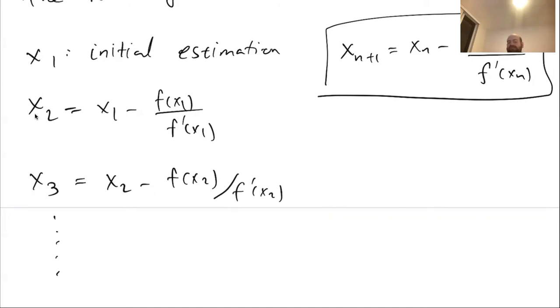So when should we stop? For example, let's say the question says estimate up to 3 decimals. So we continue x1, then x2, x3, x4. Once we see that 2 consecutive xi's are the same up to 3 decimals, let's say both of them up to 3 decimals are 0.123, then that means the root up to 3 decimals is 0.123. Let's say, for example, x8 and x9, both of them up to 3 decimals are 0.123. That means the root that we are trying to find up to 3 decimals is 0.123.